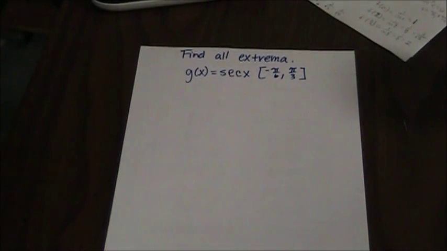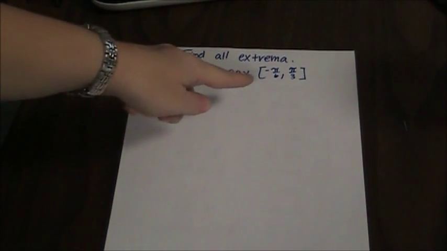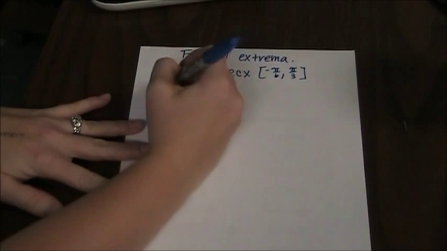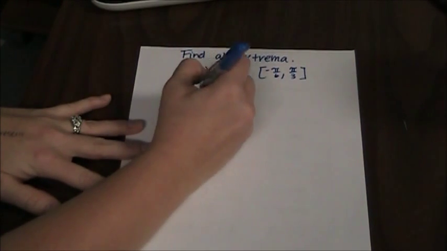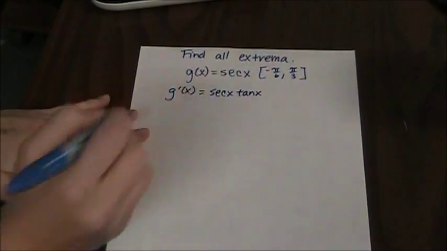In this problem, it says find all extrema of g of x equals secant of x on the closed interval negative pi over 6 to pi over 3. So since it's a closed interval, we're going to find our absolute max and min. And so it's going to start with us finding the derivative. And the derivative of secant of x is secant x tangent x.